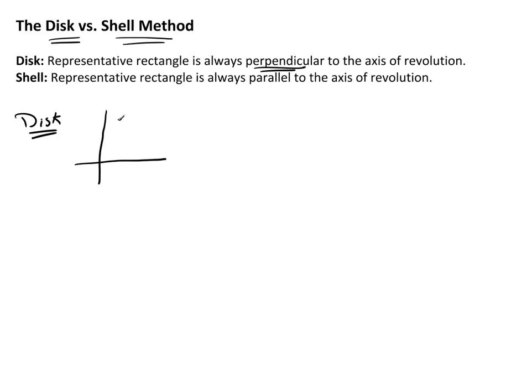If I have a function that looks like this, from A to B, and let's say this is C to D, and this is the piece basically that I'm revolving either around the x-axis or the y-axis. So first let's revolve this thing around the x-axis. If I revolve it around the x-axis, then the representative rectangle, which is actually thought of more of a slice right here, is in fact perpendicular to the x-axis. See, it's perpendicular to the x-axis.